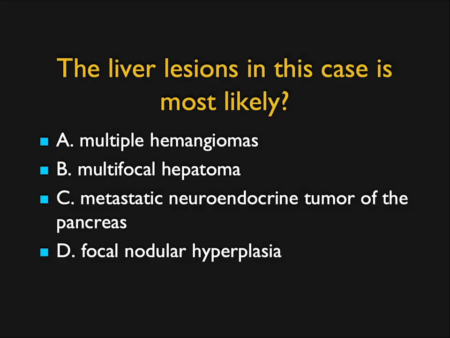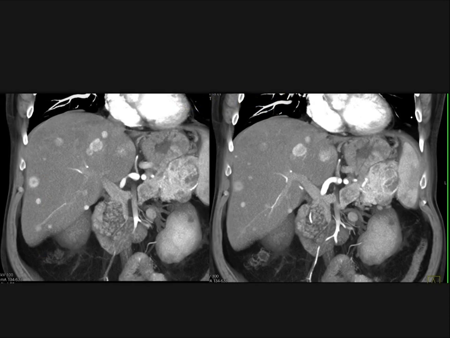The liver lesions in this case are most likely, well, one thing you can see, look at the image. There's a large mass in the tail of the pancreas that's enhancing. It's solid and it's cystic. Now you say there's lesions in the liver, so I know they're going to be Mets. And they're going to be Mets from that tail of pancreas tumor, which makes it a neuroendocrine tumor.